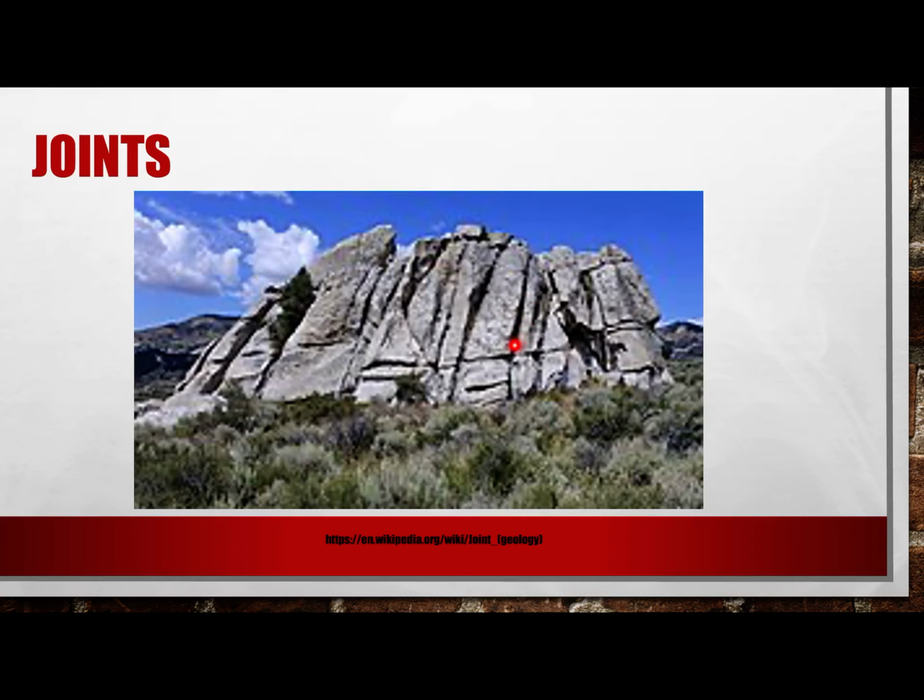The other option is it was under a lot of pressure down below. As it came up, the pressure released and the rock began to open up. It exposed these cracks or fractures just because it wasn't under as much pressure anymore. It wasn't held together. Now, those are both examples of physical stability.